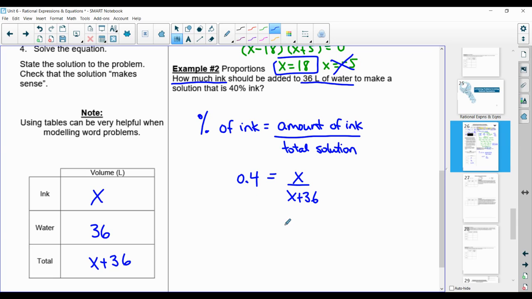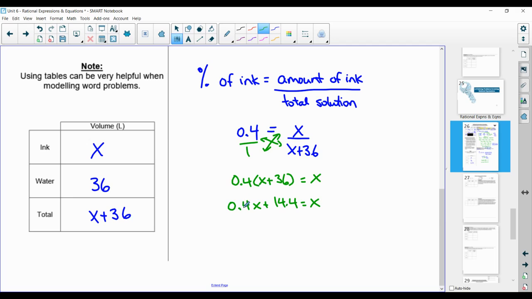At this point, we can solve by cross-multiplying. You can put your brackets and multiply by X plus 36, but I'm going to put 0.4 over 1 and cross-multiply. So that gives me 0.4 times X plus 36 equals X times 1, which is X. Multiplying through, that gives me 0.4x plus 14.4 equals X. We don't have any X squared, so we don't have to worry about factoring, but we can bring our X's over to the other side by subtracting 0.4x. That gives us 14.4 equals X minus 0.4x, which is 0.6x. Divide both sides by 0.6, and X equals 24. With units, that would be 24 liters.